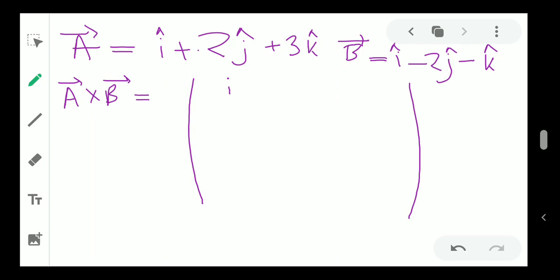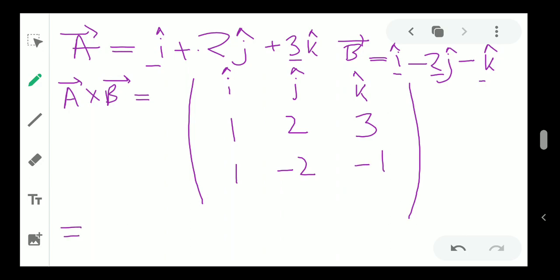So you first have to write all the directions, that is I, j and k, at the top, that is the first row. Now in the second row, you have to write the component values of the first vector: with I cap there is 1, with j cap there is 2, with k cap there is 3. Then in the last row, you have to write the components of the b vector: 1 for I, minus 2 for j, and minus 1 for k. And then you have to find the values like this.